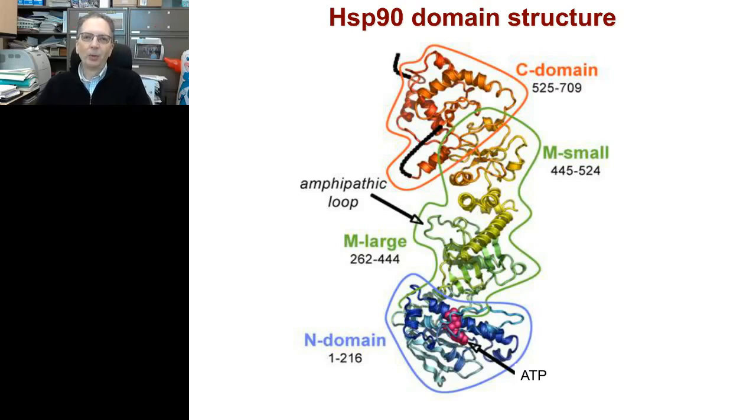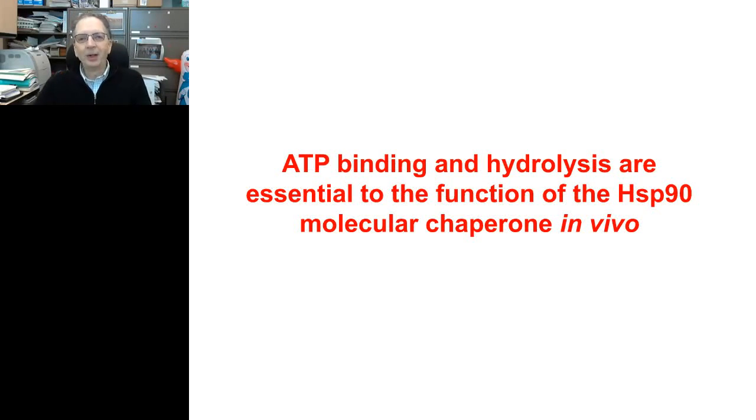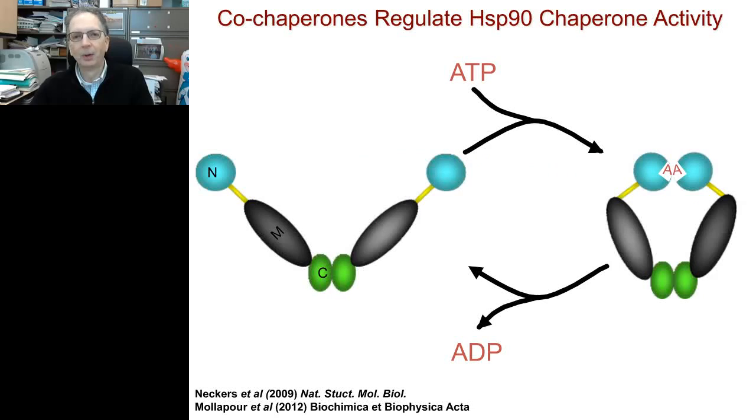This is a model of one protomer of HSP90, but HSP90 exists as a dimer that is dimerized through motifs in the C-terminal domain of each protomer. ATP binding and ATP hydrolysis are essential to the function of HSP90 in vivo. This is a simple model showing that in the presence of ATP, which binds to the N-terminal domains, the protomers come together to dimerize in a transient fashion, and this allows HSP90 to hydrolyze the ATP. This binding, hydrolysis, and conformational dynamics are all essential to the ability of HSP90 to chaperone its clients.